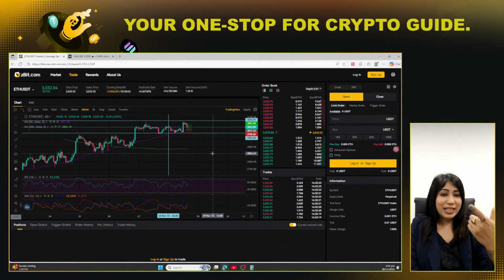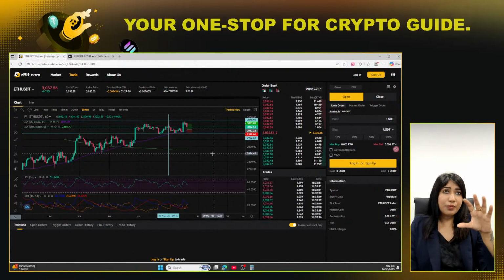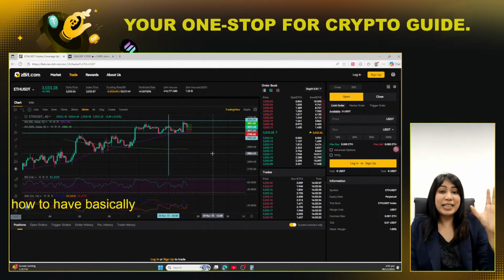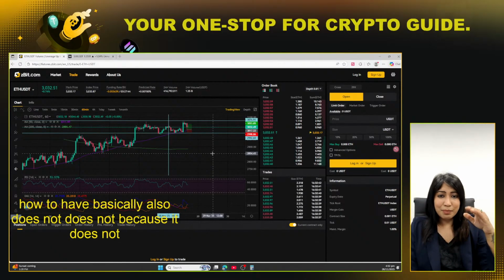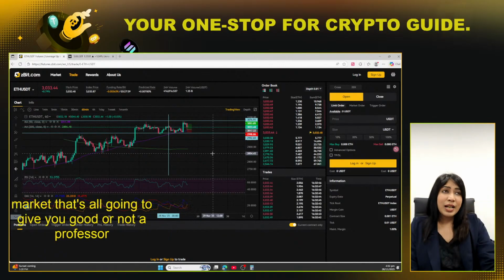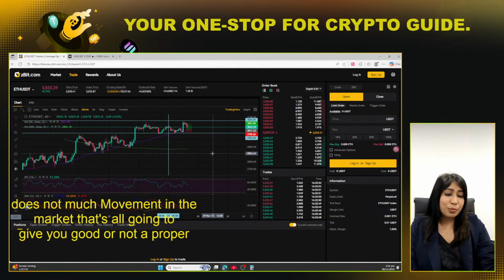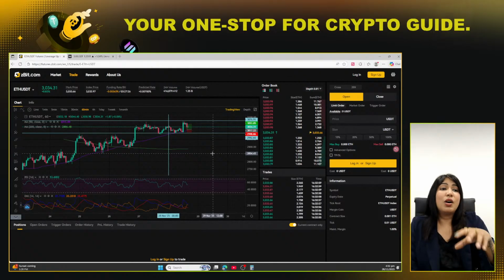One is liquidity, the other one is utility, and also you have to see if there is a good amount of movement. Volatility also does matter, movement does matter, because if there's not much movement in the market, that's not going to give you a good amount of profits. You're going to wait for hours together, days together, still you will not be able to get a good number of buyers and sellers. Even though you might be ready to buy, there might not be enough sellers in the market who are ready to sell to you. So these all things do matter.